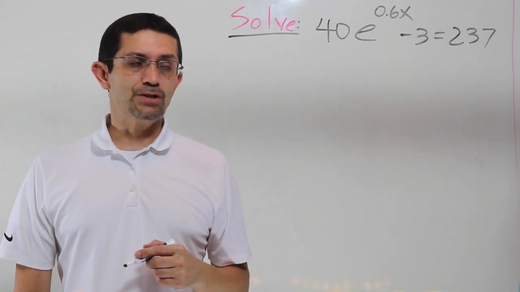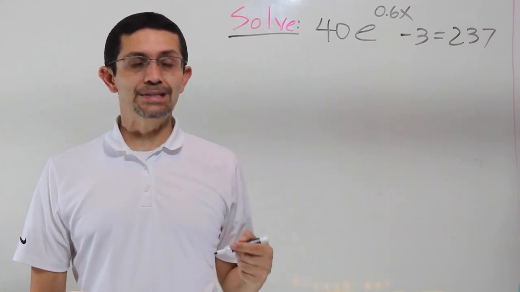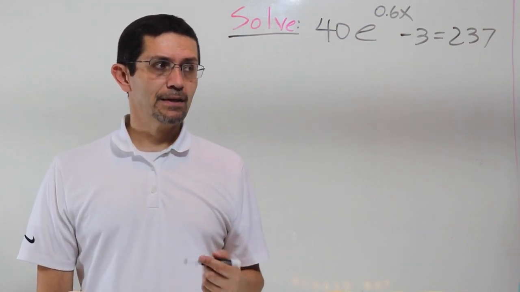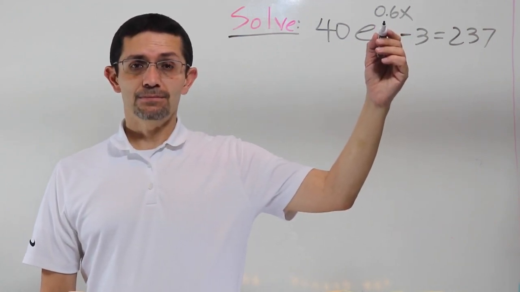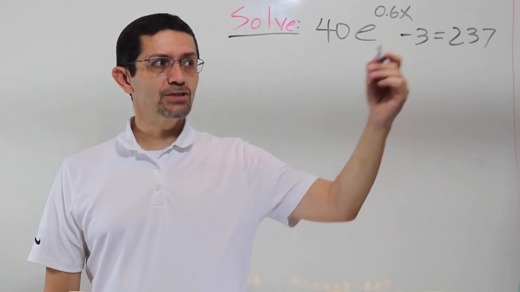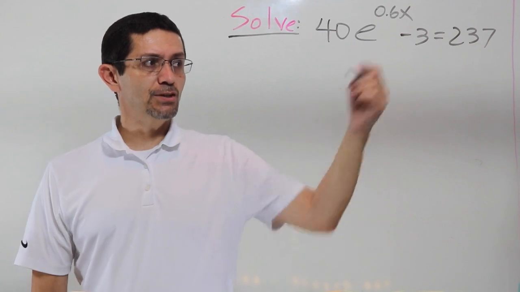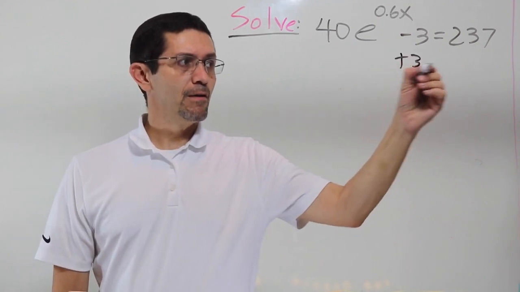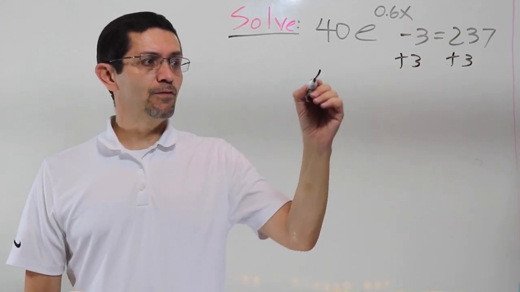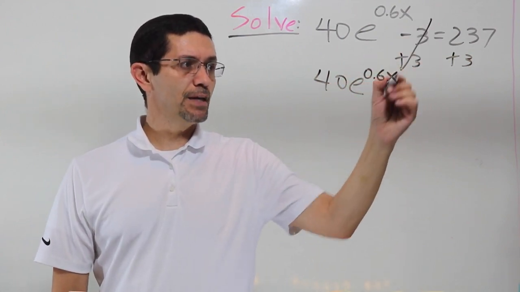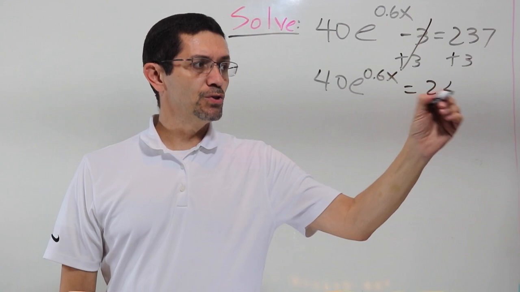Now I have to solve this equation. 40 e to the 0.6x minus 3 equals 237. The idea is to solve for x. So because I have an exponent that is a variable, I need to isolate that part. So I got to get rid of that negative 3 and then the 40. First thing I do is I add 3 on both sides. I'm going to have 40 e to the 0.6x, the 3's cancel, equals 240.